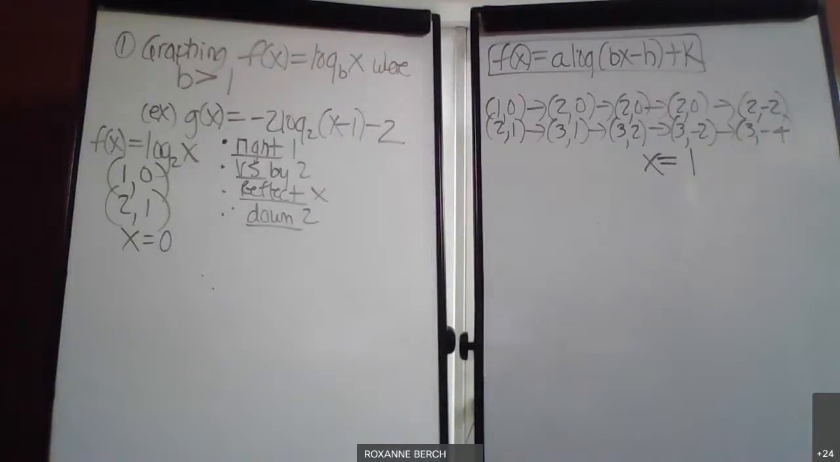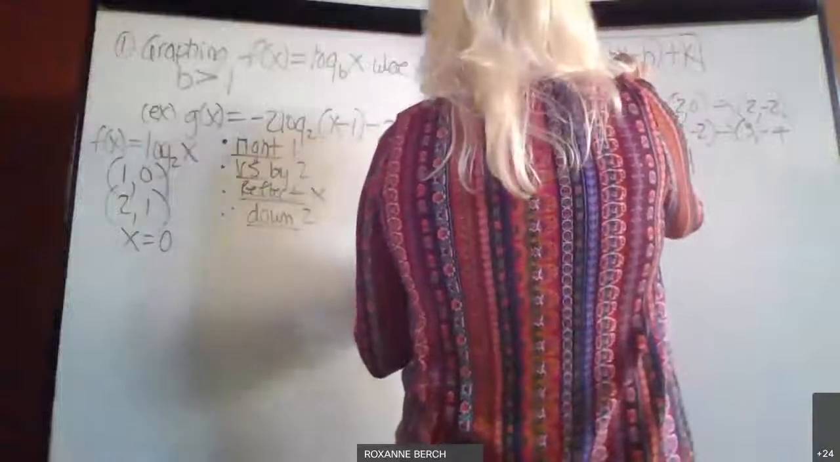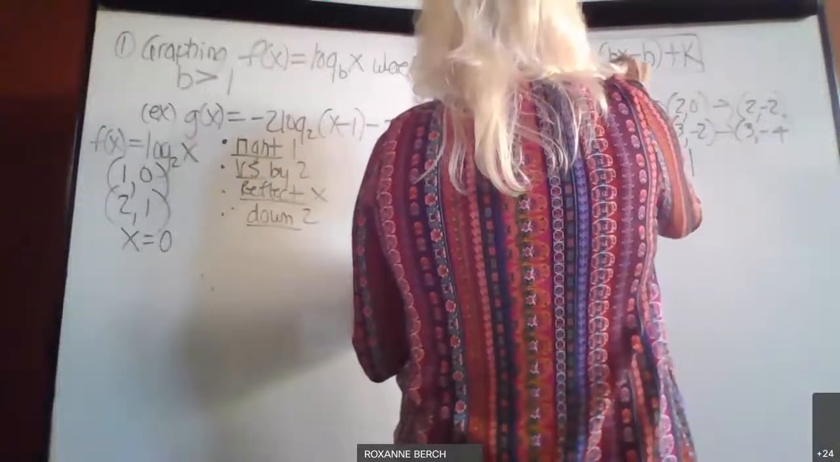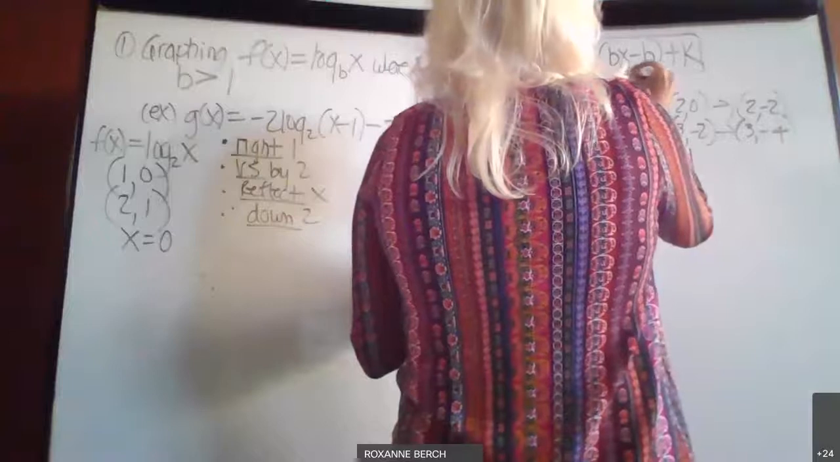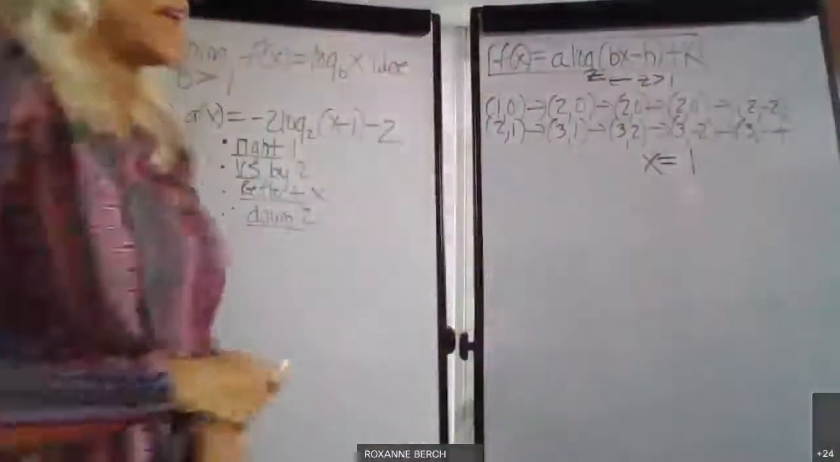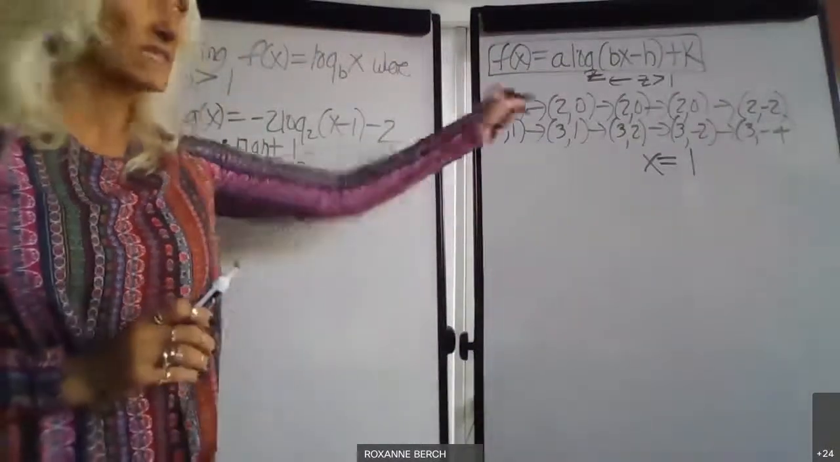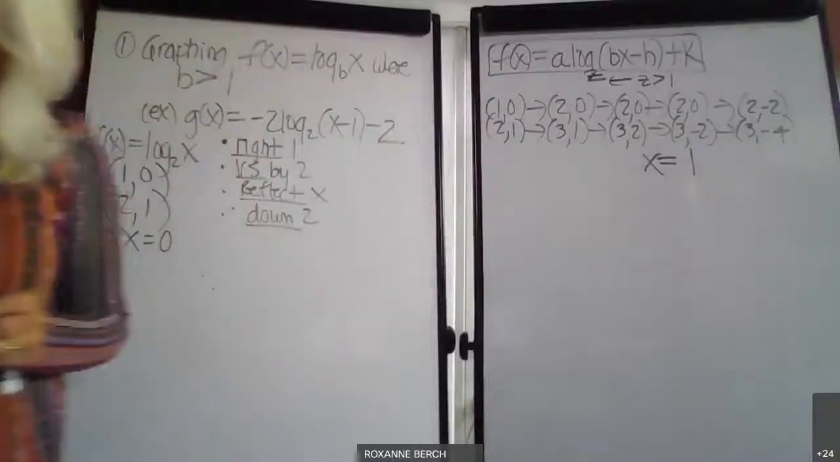By the way, in this form, you guys, the base, whatever the base is, let's just call it z, that has to be greater than 1. So it cannot be negative, it cannot be 0, and it cannot be 1, the base. It's got to be greater than 1.